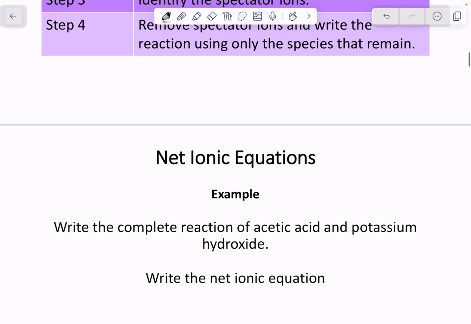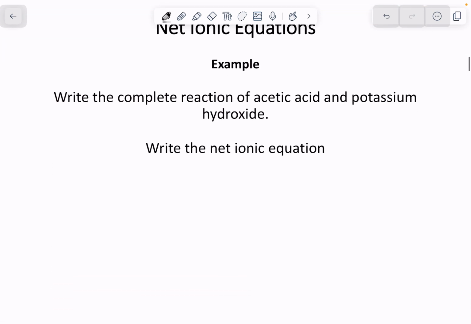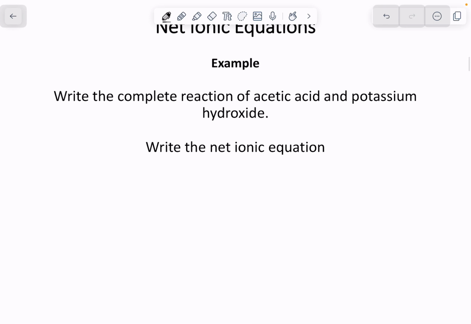For example, let me just do this example, and then we'll go from there. Write the complete reaction of acetic acid and potassium hydroxide, and then write the net ionic equation. So the first thing I'm going to do is write the complete reaction. Acetic acid is HC2H3O2 aqueous, and potassium hydroxide is KOH. Potassium hydroxide is a strong base, and acetic acid is a weak acid.